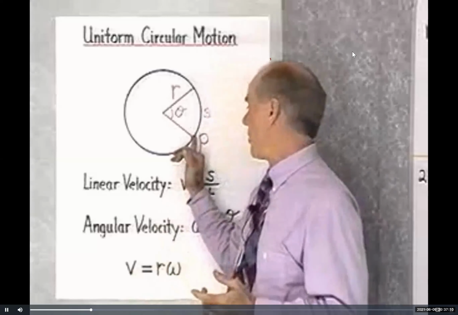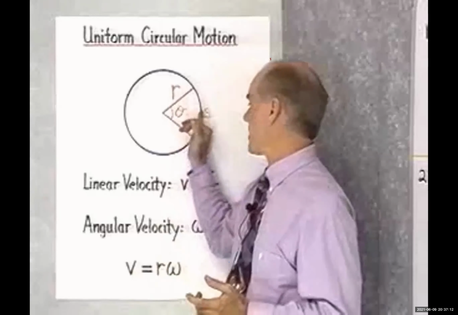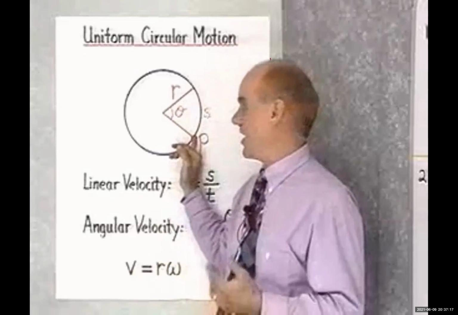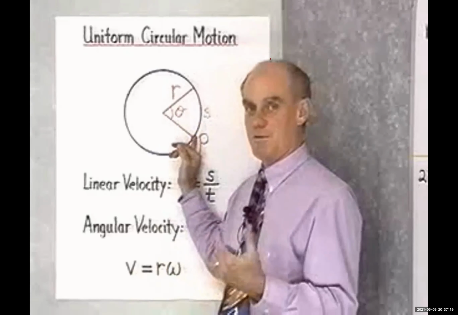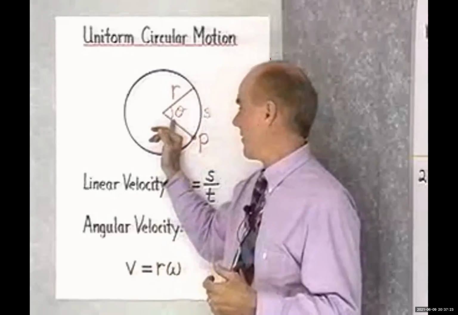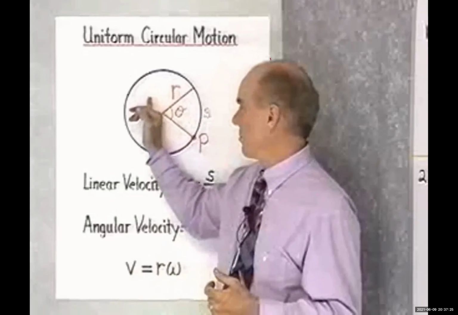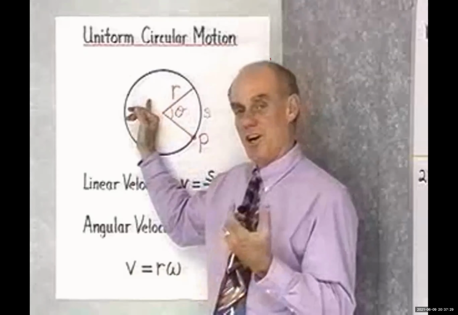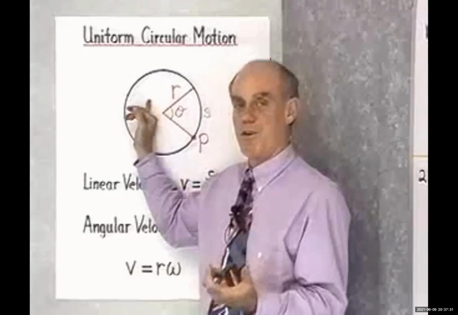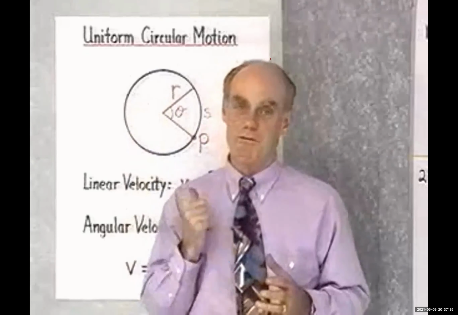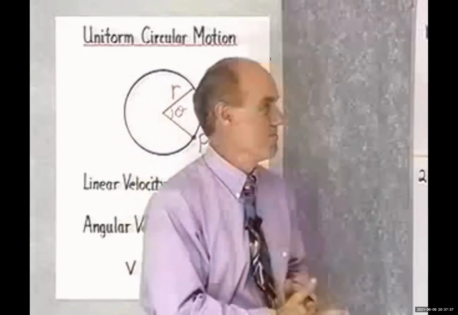So imagine that this point P travels a distance of, let's say, 5 feet in 2 seconds. Then its linear velocity is going to be 5 feet divided by 2 seconds, or 5/2 feet per second. If the amount of angle that it goes through, let's say it goes through pi radians in 3 seconds, then the angular velocity is going to be pi over 3 radians per second. So let's go to the board now and work some problems that involve uniform circular motion.